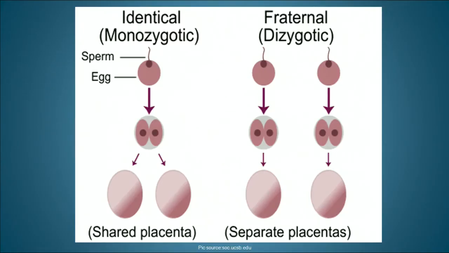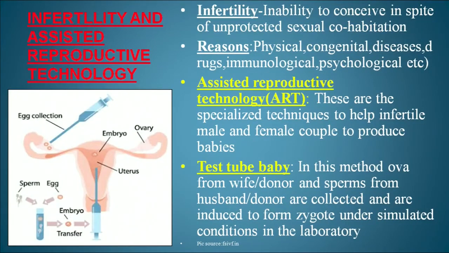In this picture you can see the identical twin and the fraternal twin. Identical twins are monozygotic, that is, they are formed from a single zygote, and in dizygotic there are two different zygotes and separate placentas. Now, a very important topic: infertility and assisted reproductive technology.